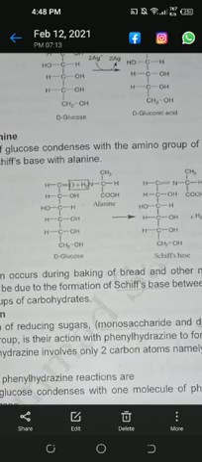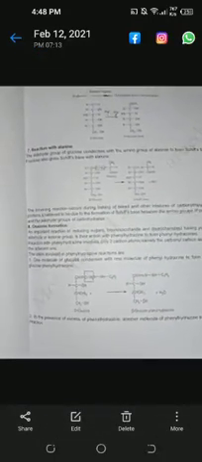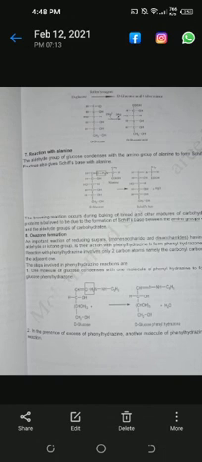This is the structure of D-glucose and D-gluconic acid.